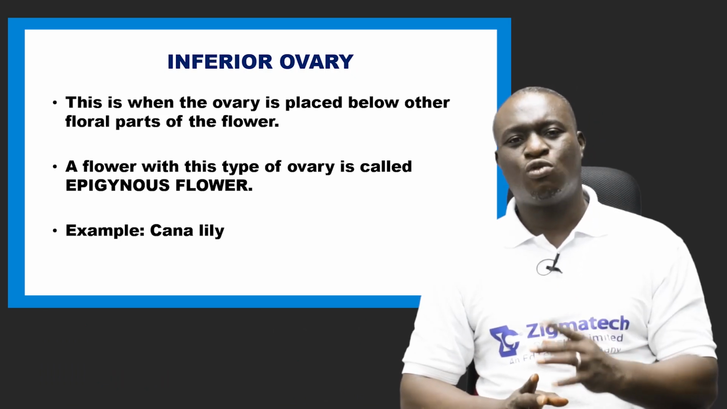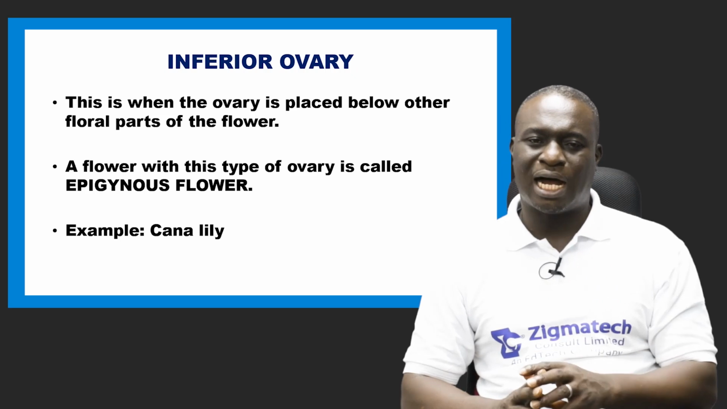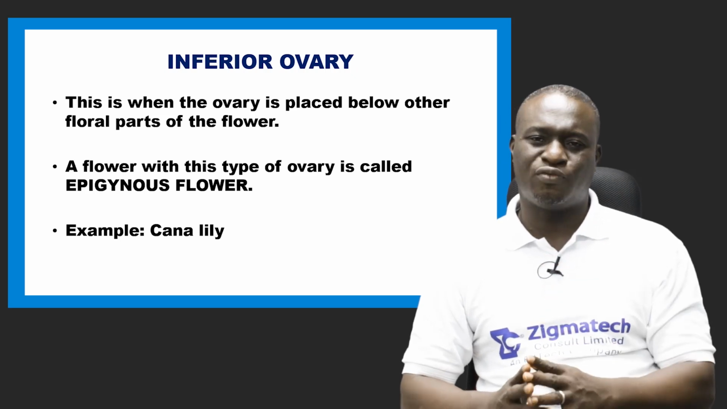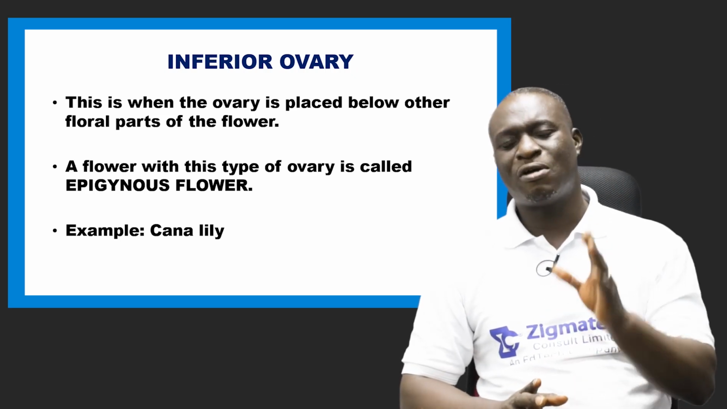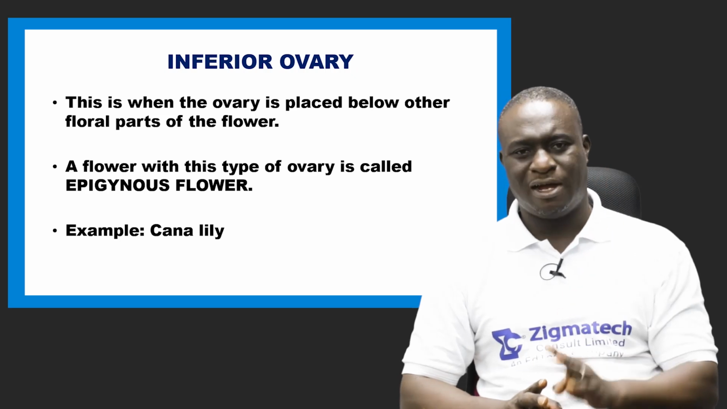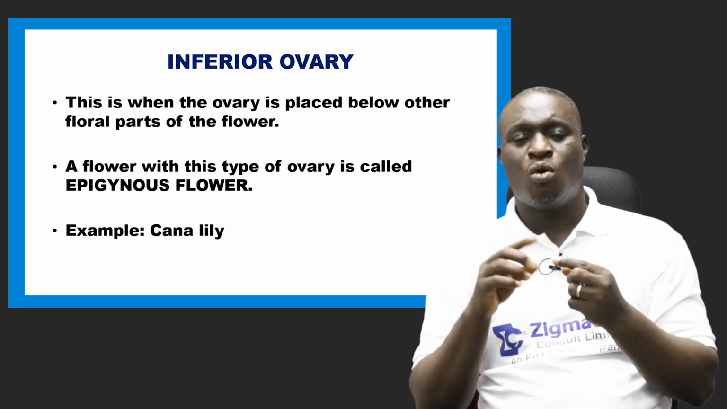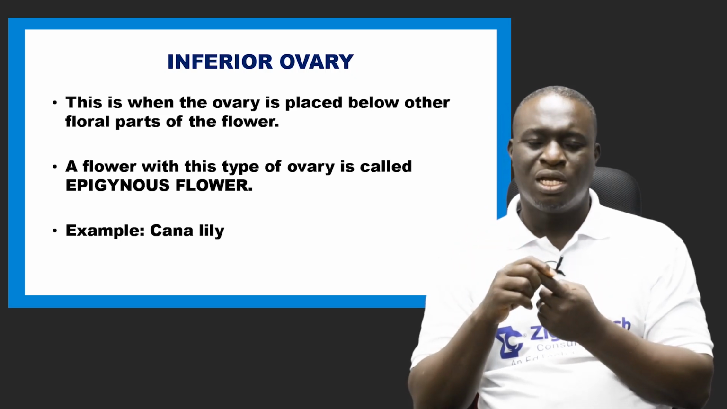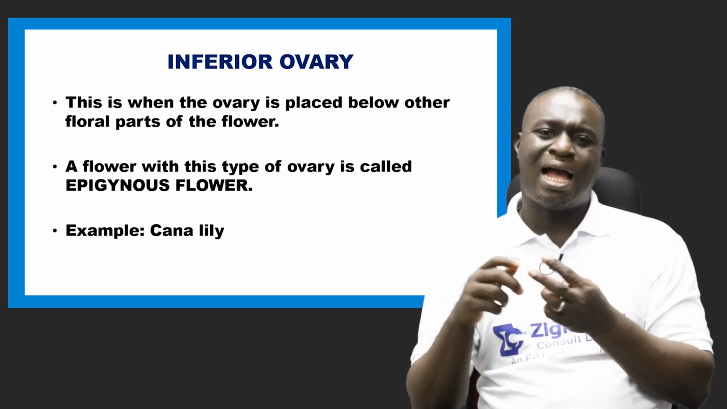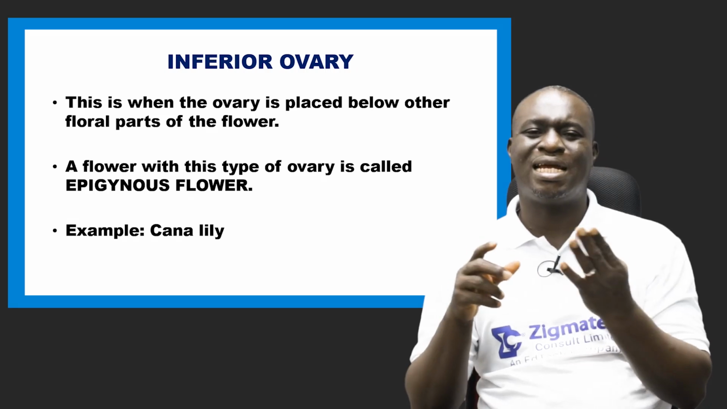Now, next thing I want to stress is the floral parts of the flower. We have 4 floral parts of the flower. I've mentioned them: we have the sepals, we have the petals, and then we have the stamens, and then the carpels.